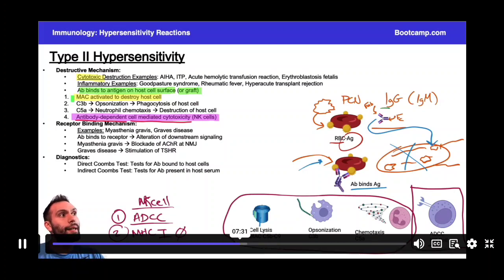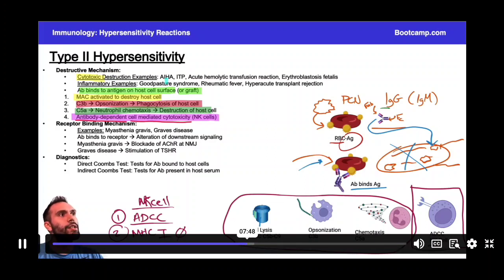Again, 4 processes. A lot of this, like we said, really just mediated by complement. So if you're familiar with your complement cascade, I think this will make a lot of sense. So C3b, C5a, ADCC, we all kind of talked about that. Now, you should also know what pathology falls into each category of hypersensitivity.